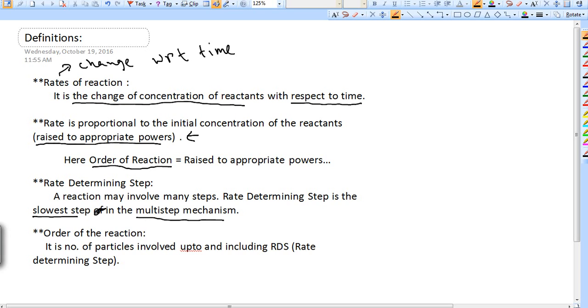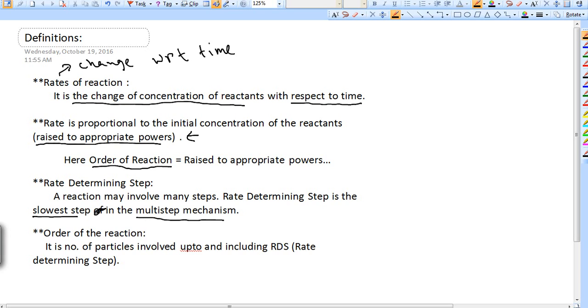So let us move on to the next definition, which is the order of the reaction. It is the number of particles involved up to and including the RDS, the rate determining step. We can see that rate determining step can be called RDS in short.